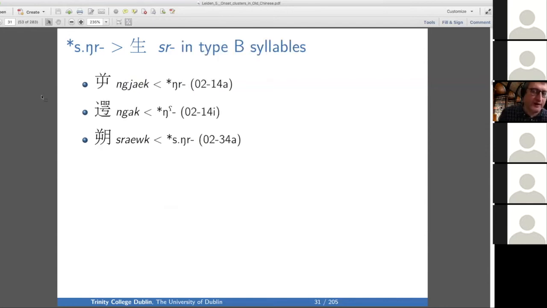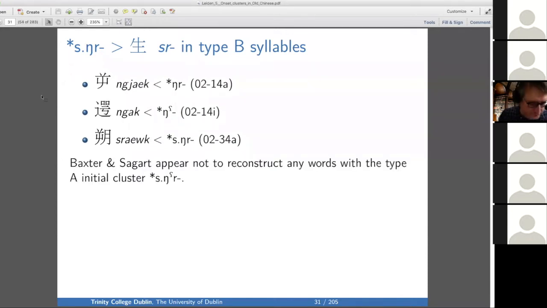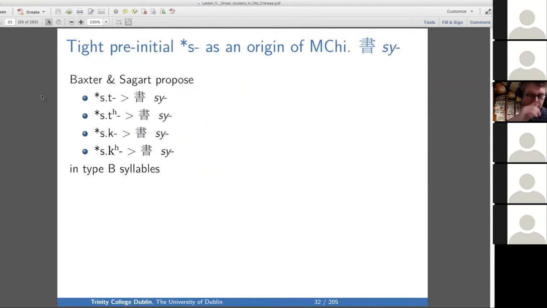Okay, so then we also have SNRA becomes SRA. Like in this case, it's pretty clear, right? You have a velar nasal series, and then you have an SR in it, so you take it back to S velar nasal R. They appear not to reconstruct any words in type A with this cluster. Okay. Now, that was it for SR.